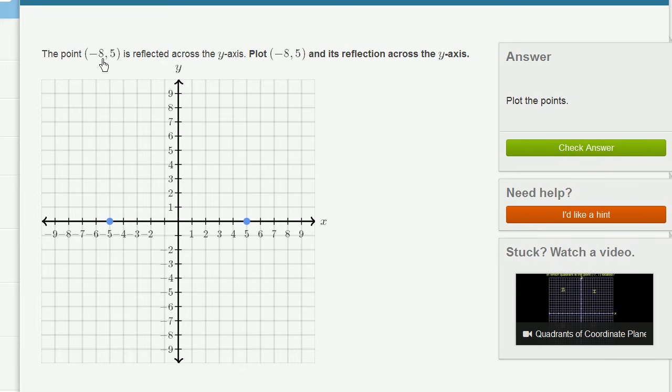The point -8 comma 5 is reflected across the y-axis. Plot -8 comma 5 and its reflection across the y-axis. So first let's plot -8 comma 5.